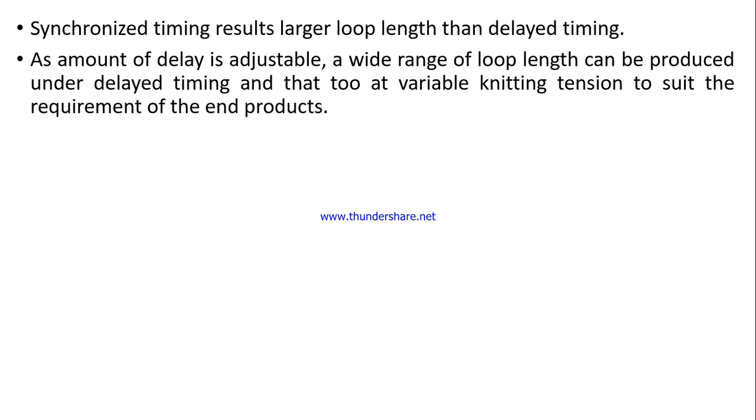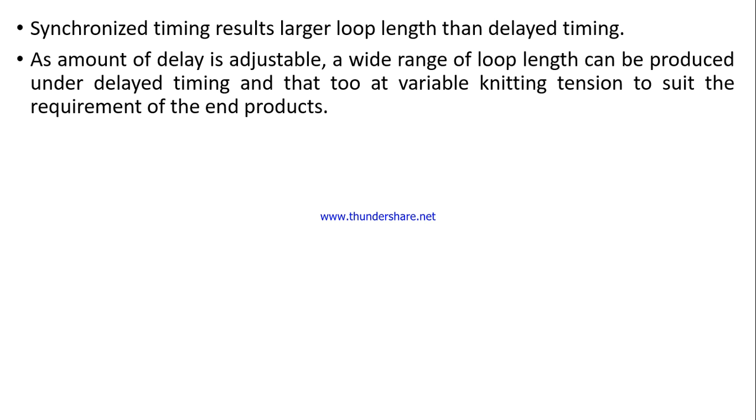As the amount of delay is adjustable, a wide range of loop lengths can be produced under delayed timing, and that too at variable knitting tension to suit the requirement of the end product. So in terms of changing the loop length, delayed timing is more versatile because the timing delay is adjustable. The loop length or stitch length depends on the knitting tension. When the knitting tension is low, the loop length will be high. When the knitting tension is high, the loop length will be small.